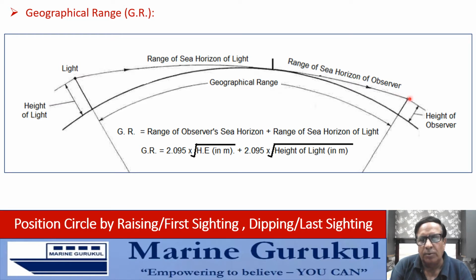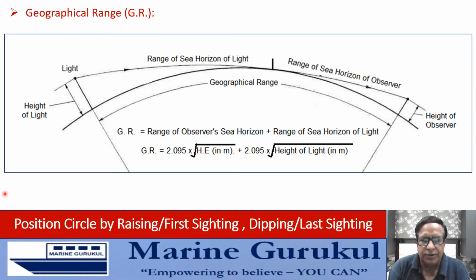Likewise, we have an observer with this much height of eye, and his range of sea horizon spans up to this point. It means any object which is at sea level, the maximum distance at which the observer can see that object would be this much. Now the sum total of range of sea horizon of the object and range of sea horizon of the observer is what is called the geographical range for that particular pair. It obviously depends on the height of the object and also on the height of eye.